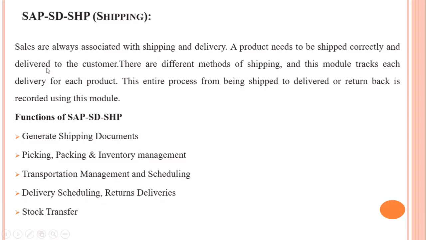Next component, that is fourth component in the sales ST, is SAP SD SHP. SHP stands for shipping. Sales are always associated with shipping and delivery. A product needs to be shipped correctly and delivered to the customer. So this is a very important aspect after the customer pays for the product either online or cash on delivery. So it's your responsibility to ship that product in the correct manner.